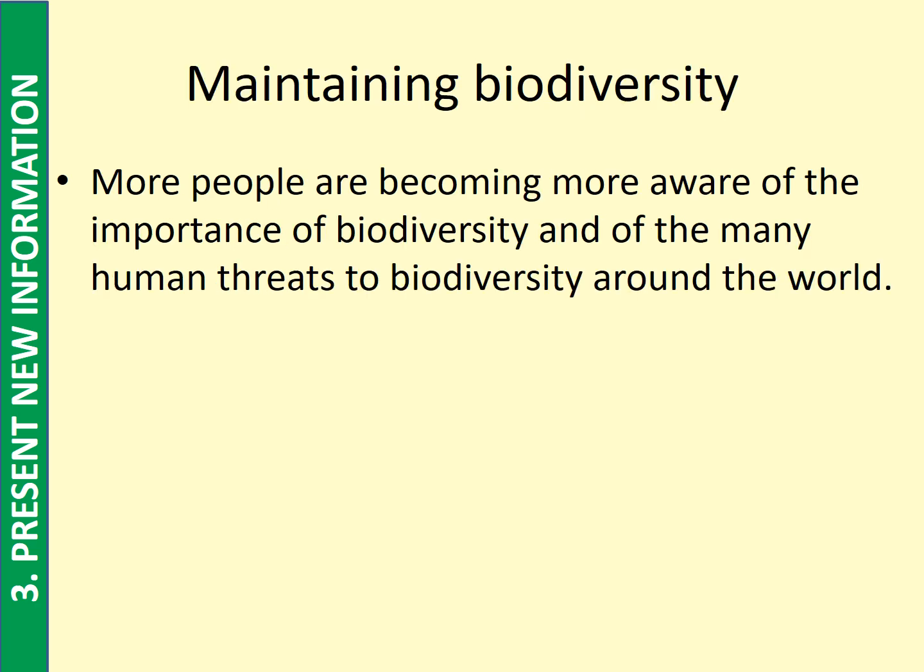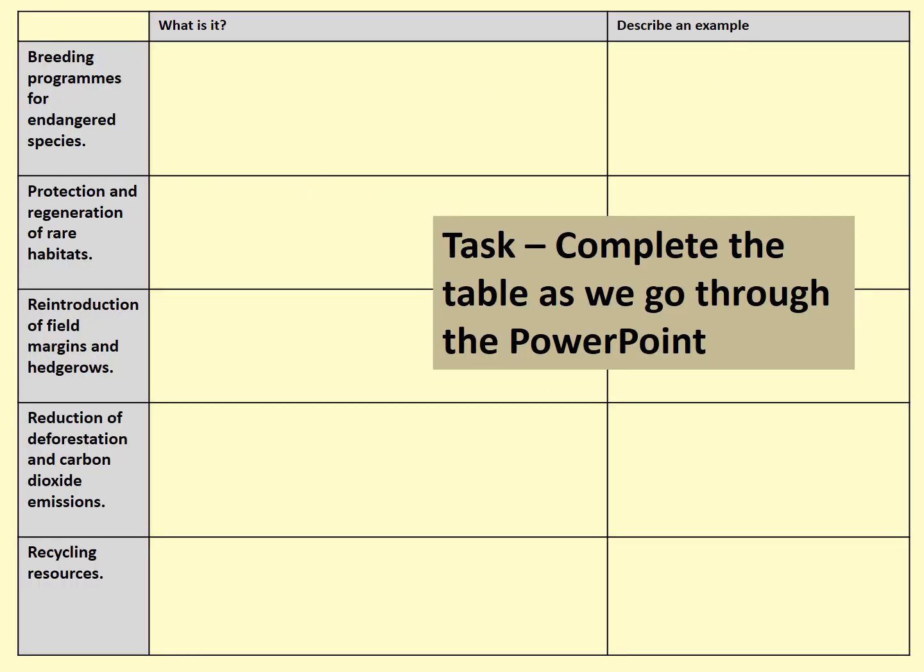Obviously, people are becoming more and more aware of the importance of biodiversity and of the many ways in which human beings are impacting biodiversity across the world. So this is your task for the lesson. I'd like you to complete the table as we go through the PowerPoint. Obviously you'll probably need to pause the video here to set this table up in your book. We're looking at what these 5 things are, and hopefully we're going to look at some examples.